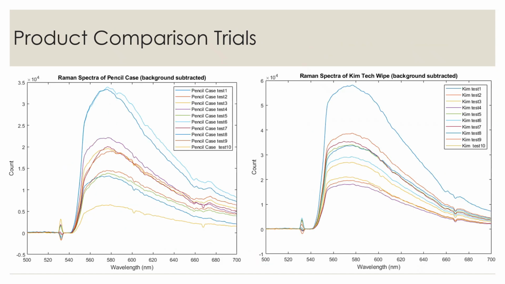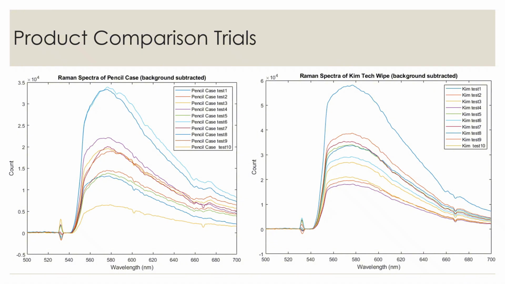To test the product comparison feature, we did 10 trials each with a pencil case, a Chemtech wipe, and an umbrella to determine if the spectra of miscellaneous samples would remain consistent and distinct. Though we don't know the exact composition of these items, and thus can't anticipate any particular peaks of interest, each trial should generate the same shape spectra based on the principles of Raman scattering.